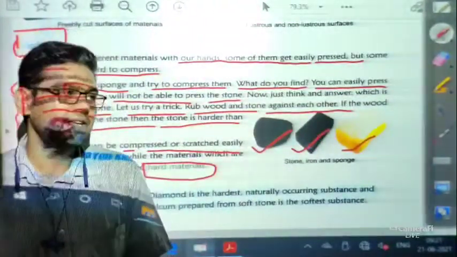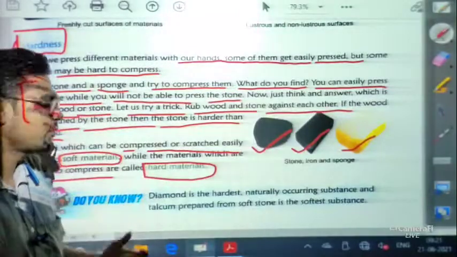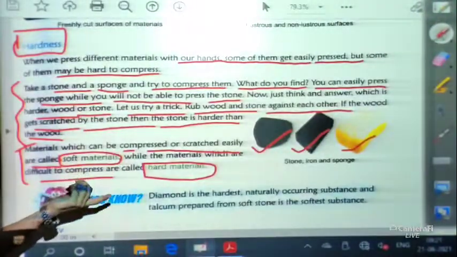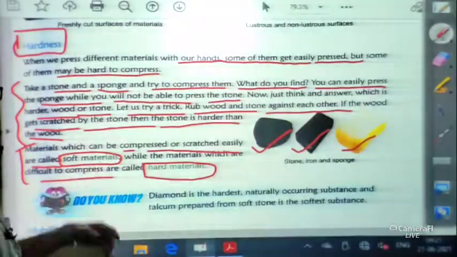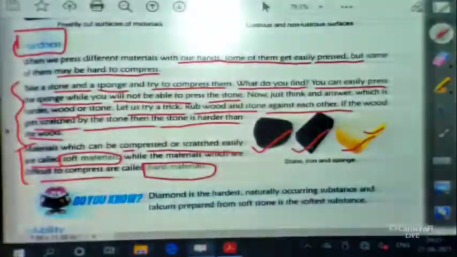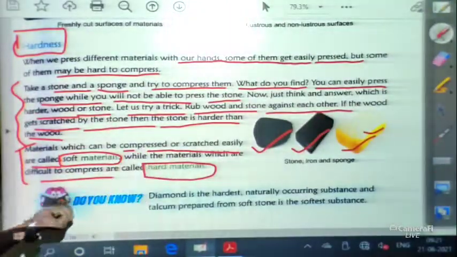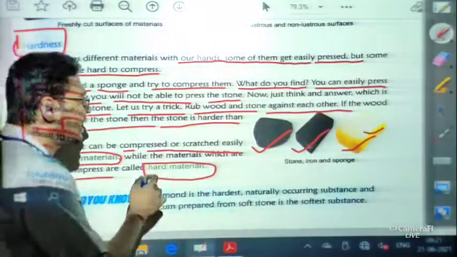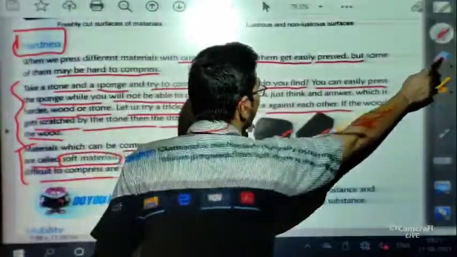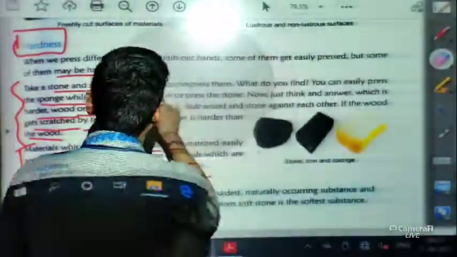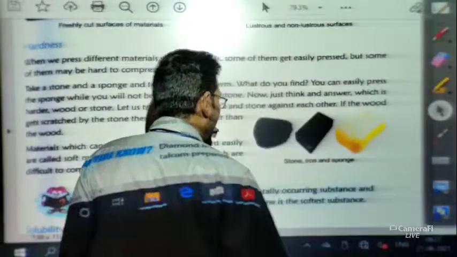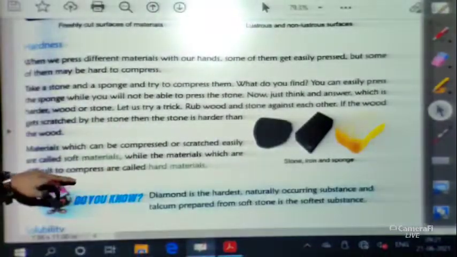First, soft materials. What do we call soft materials? The materials which can be scratched or compressed easily are called soft materials, such as sponge. Okay. And hard materials means the materials which are difficult to compress, such as stone and iron. These are some kinds of hard materials. Okay. Clear? Very easy one. So in this hardness property, there are two terms, soft materials and hard materials.